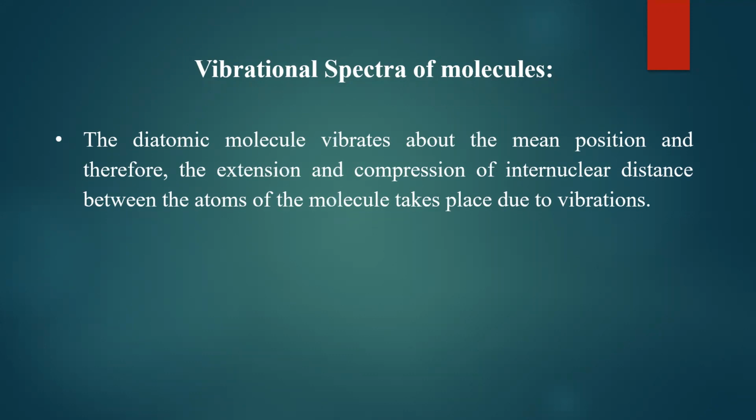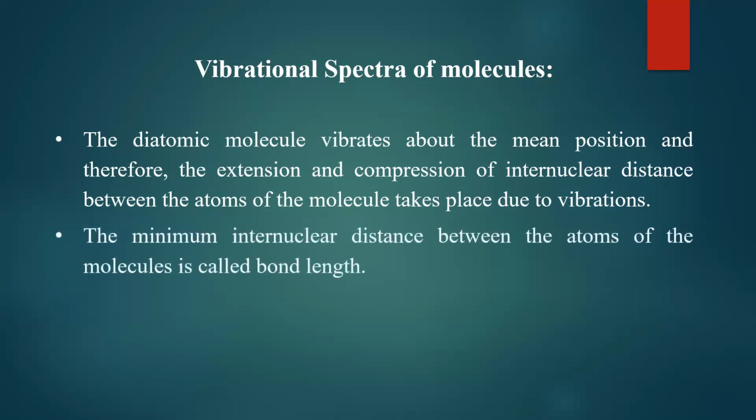the extension and compression of the internuclear distance between the atoms of the molecule takes place due to vibrations. So basically the distance between the two atoms in a molecule is going to extend and compress because of the vibration of the molecule. Atoms are changing their position with respect to their mean position. Otherwise, the bond length of the molecule is going to change because of the vibration.